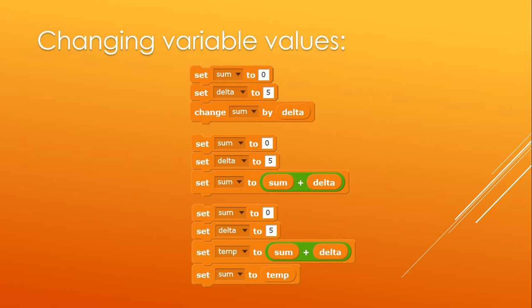The third option is a bit of a longer way of doing it. So set sum to 0, delta to 5. The third variable called temp, you'd set the sum of the two, and you'd come back and set your sum to temp. Okay, not often used, but does have its purposes sometimes. So just 3 different ways you can do the same thing.